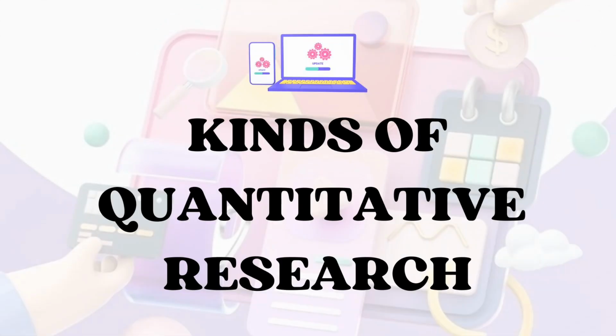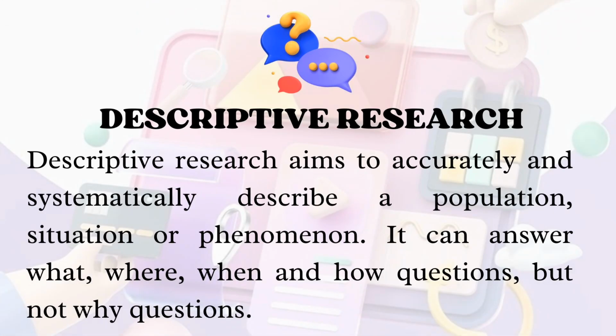Now that you know what is the meaning of quantitative research, we will now tackle the 4 kinds of quantitative research that are commonly used by the students. For the first one, we have descriptive research. Descriptive research aims to accurately and systematically describe a population, situation, or phenomenon. It can answer what, where, and when, and how questions, but not the why questions.